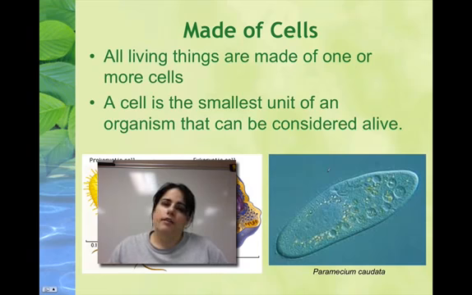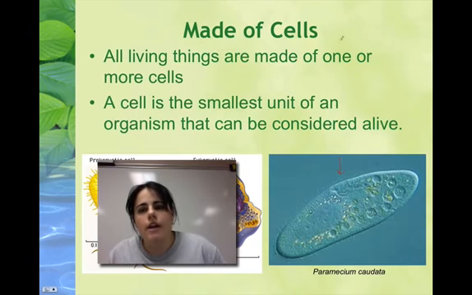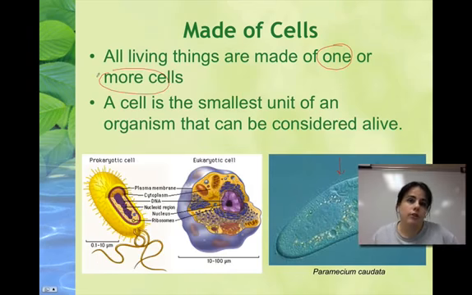All living things have to be made of cells. Cells are the basic unit of life. They're the smallest possible living things on this planet. Single-celled organisms, like here's our friend the paramecium again. So if you are made of one cell, you're called unicellular. If you're made of more than one cell, you are called multicellular. We are multicellular organisms because we're made of trillions. But this paramecium is a unicellular organism.